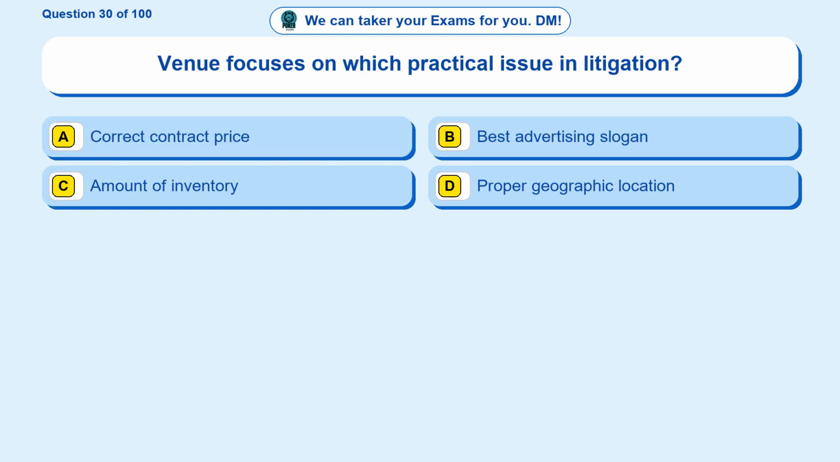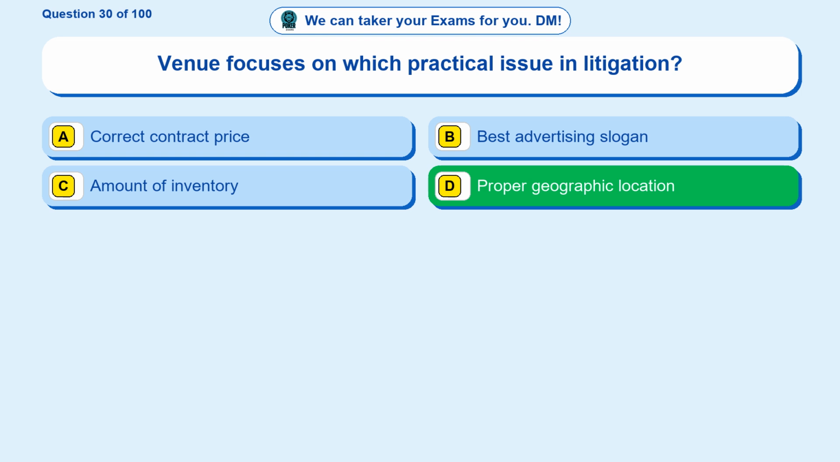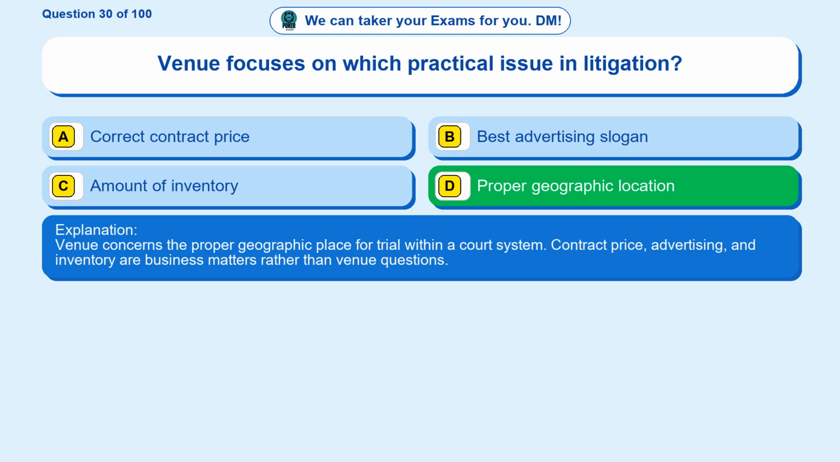Question 30. Venue focuses on which practical issue in litigation? Option A, correct contract price. Option B, best advertising slogan. Option C, amount of inventory. Option D, proper geographic location. The correct answer is option D. Proper geographic location. Venue concerns the proper geographic place for trial within a court system. Contract price, advertising, and inventory are business matters rather than venue questions.